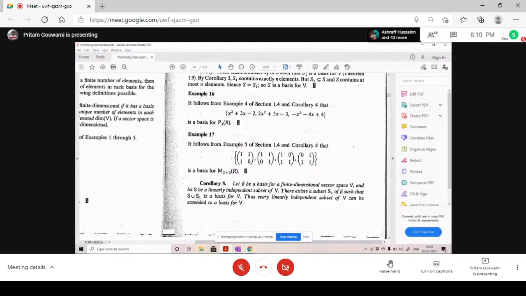Thus, we conclude that every linearly independent subset of beta can be extended to a basis. So S is a linearly independent subset of beta. S can be extended to a basis by collecting some elements from this basis beta and taking the union with the set S, and we will get a basis. So the linearly independent set S, we are extending it to a basis.